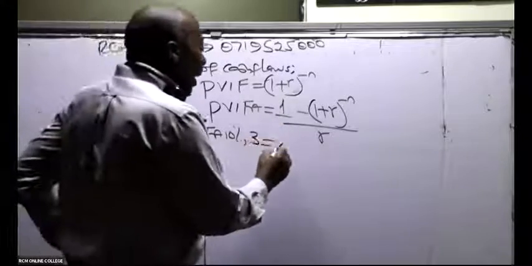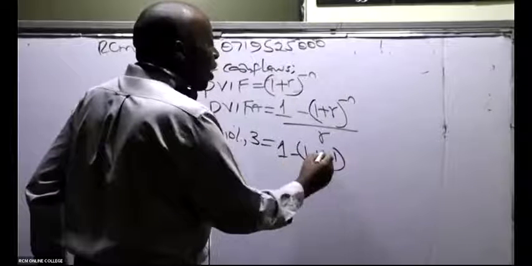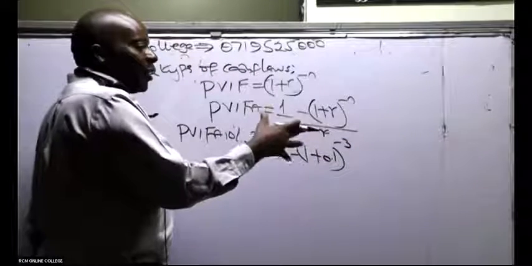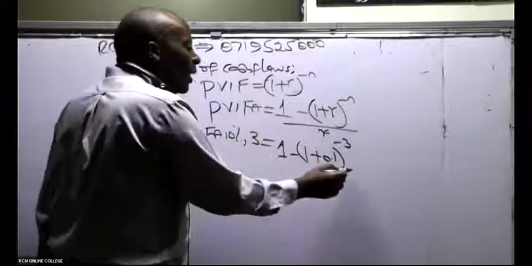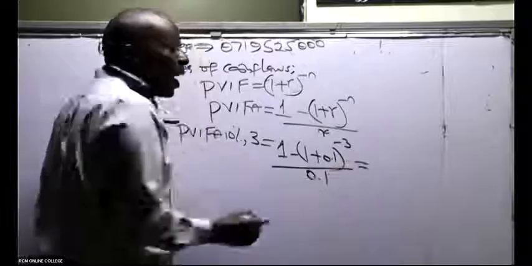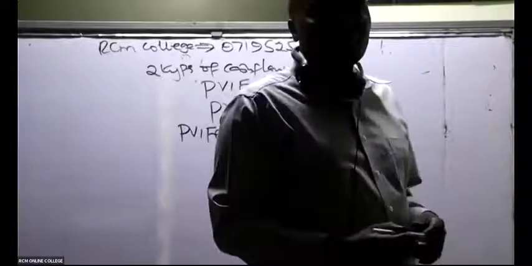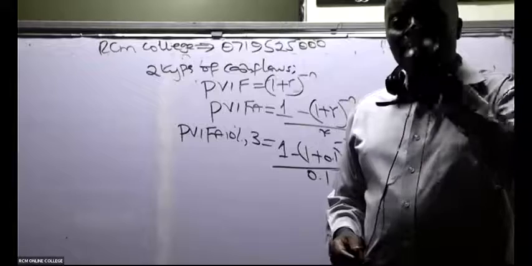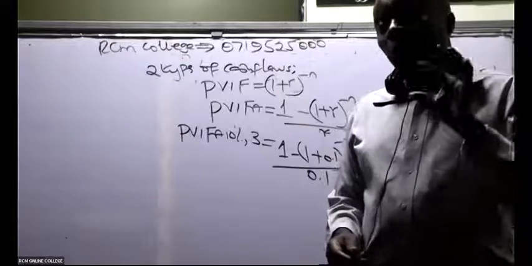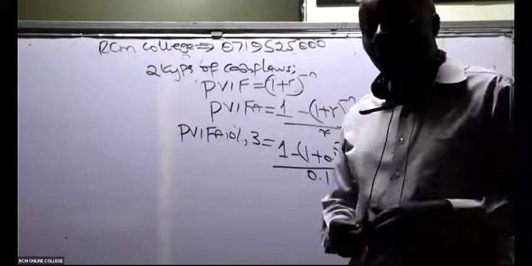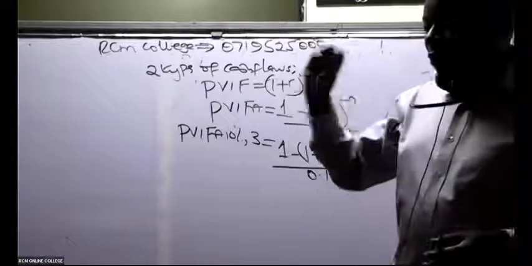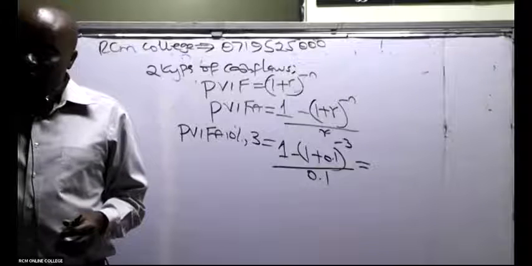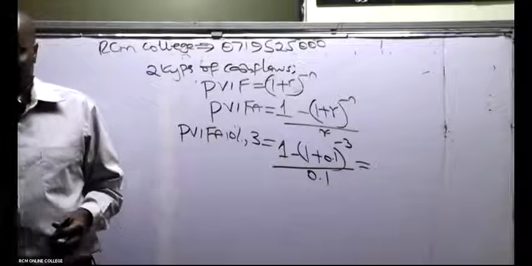So it will be 1 minus 1 plus 0.1 raised to, here we consolidate everything because it's an annuity, repetitive. So we'll talk of the entire 3 years. And then everything is divided by R, which is 0.1. So here you have to be very nice with your calculator. On your calculator, you say 1 minus open brackets, 1 plus 0.1, close brackets, and then you raise to -3, and then you say equals. Once you've done that, you divide this by R, which is 0.1.